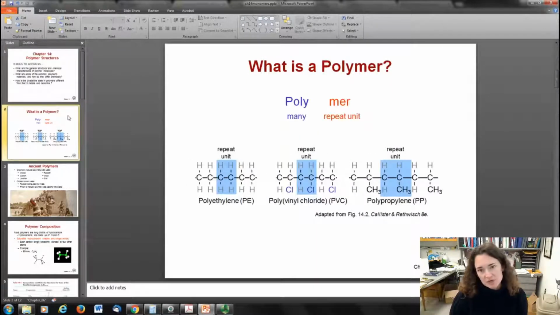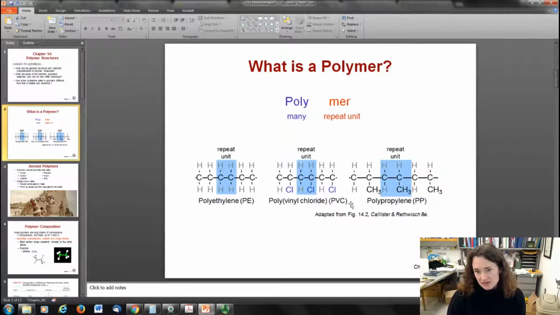So the word polymer is a compound word. Poly means many and mer means a repeat unit. So you might be very familiar with a lot of the polymers or the plastics out there on the market. You've got your polyethylene, and the repeat unit is these two carbons attached to these four hydrogens, and it just goes on and on and on.